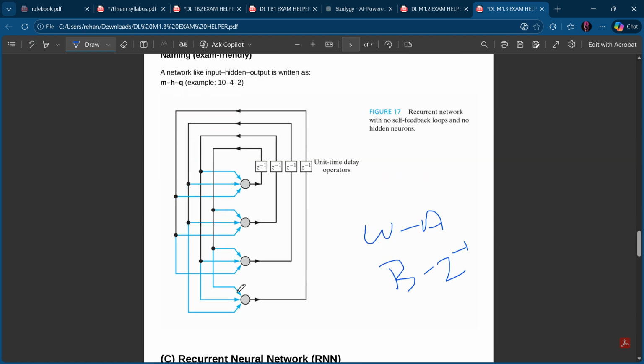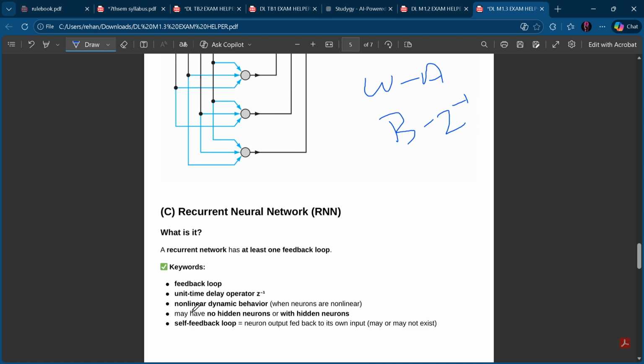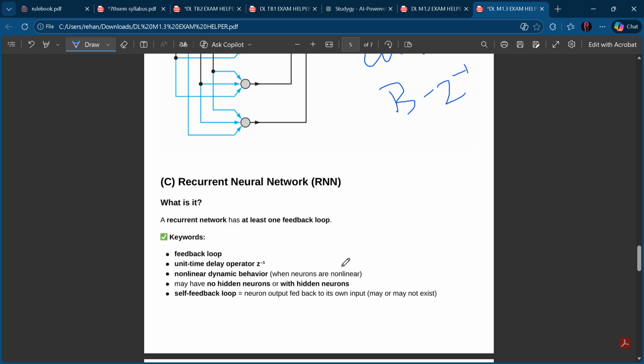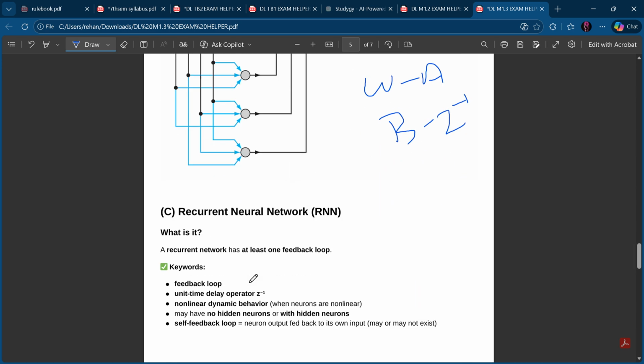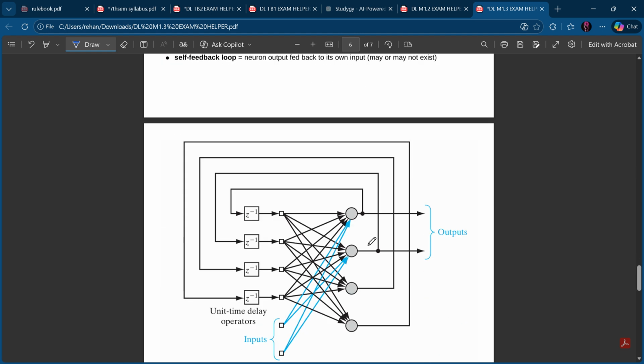So here, how many do we have? You see here, 1 2 3 4. So we have four feedback loops. Basically each blue line is a type of feedback going back. So we see the feedback loop, the unit time delay operator, non-linear dynamics when neurons are non-linear. It may have no hidden neurons or have hidden neurons. There are two diagrams: here hidden neurons are there, here hidden neurons are not there. So feedback is there.